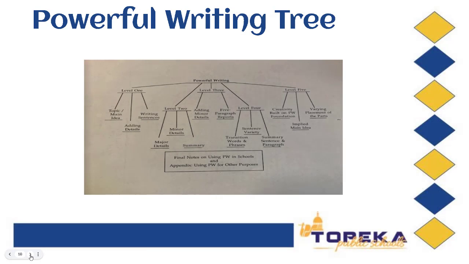So on the screen, you will see a powerful writing tree. You'll notice that there are different levels within powerful writing. We have level 1, level 2, level 3, level 4, and level 5. And a powerful writing tree is organized just like this. So you will see this format throughout powerful writing as a way that you can help to teach your students how to write with strong ideas and content, as well as strong organization.